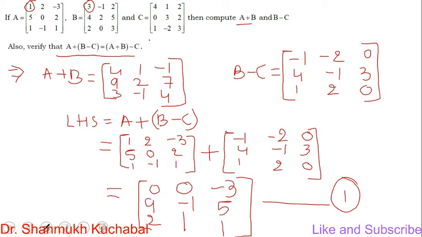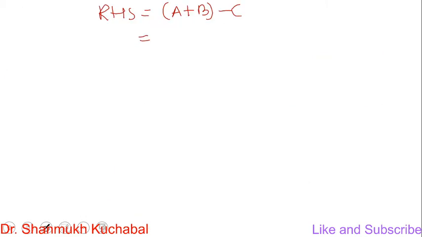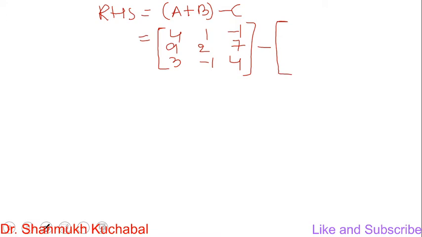Next we will solve the RHS part. So RHS is A plus B minus C. We have already calculated A plus B, so this is the A plus B simplification. We will substitute it here. So A plus B is 4 1 minus 1, 9 2 7, next 3 minus 1 it is 4. Further we have a minus, we write it, then matrix C we will substitute.